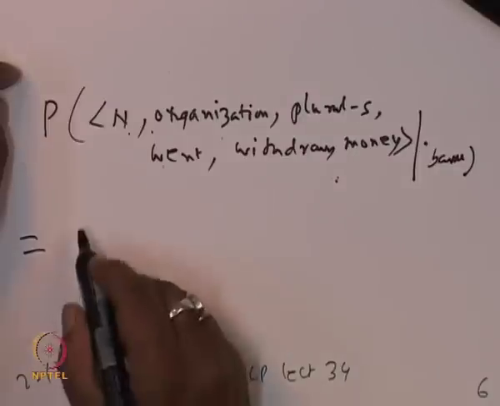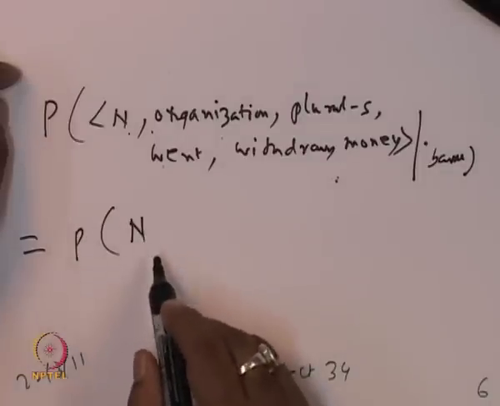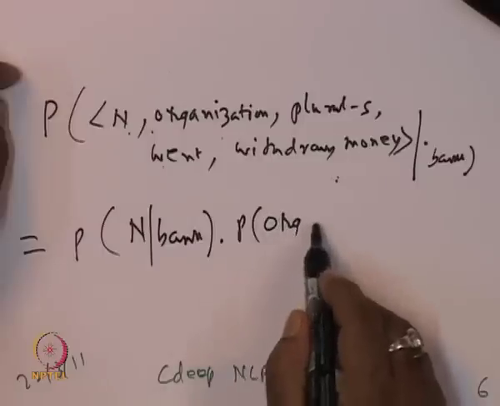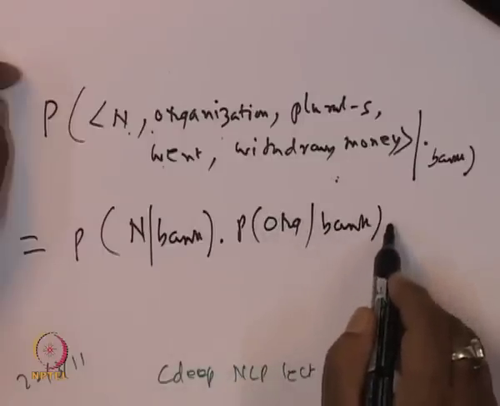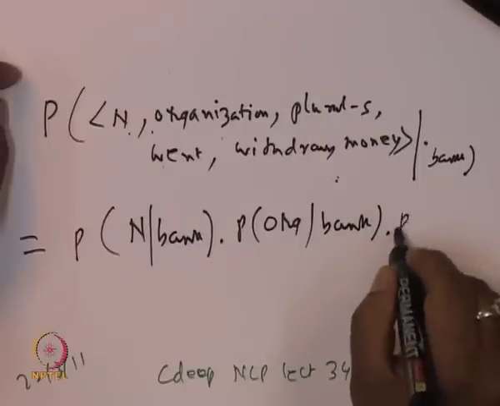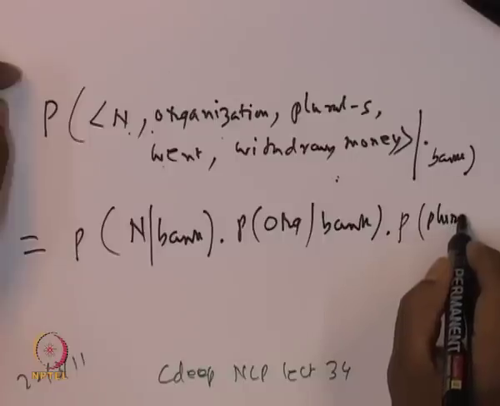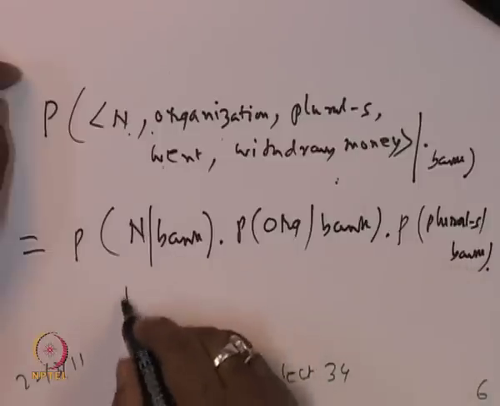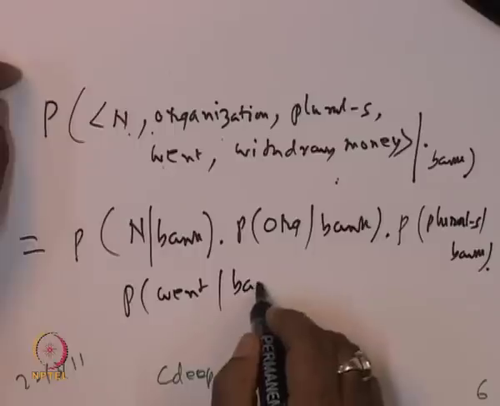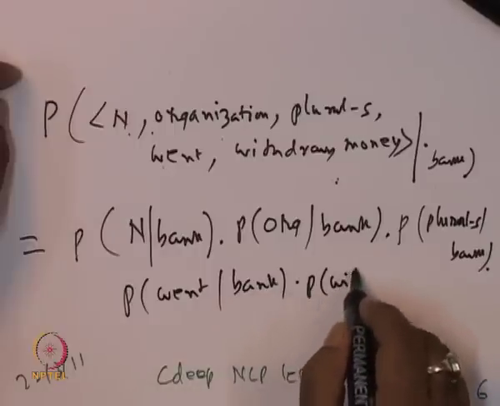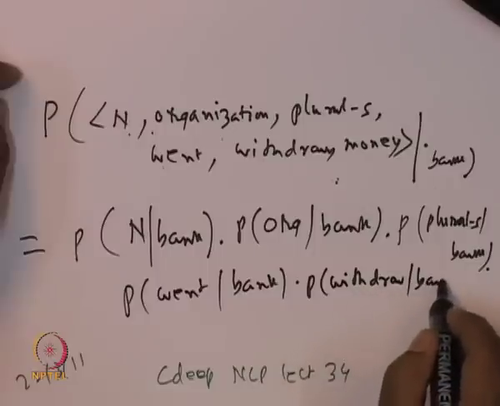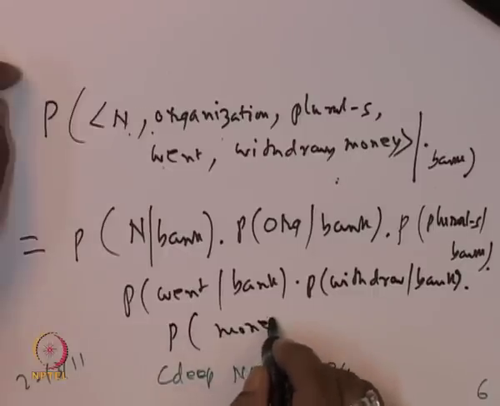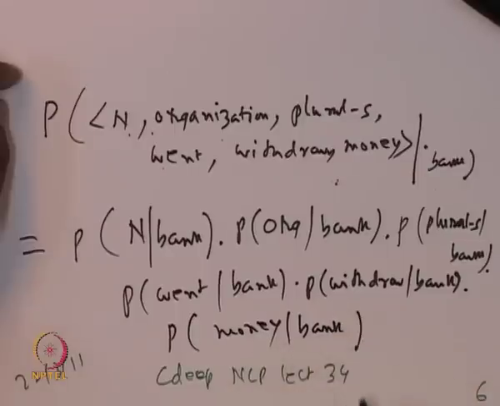These naive Bayes assumption will become probability of noun given bank, probability of organization given bank, probability of plural S given bank, into probability of went given bank, probability of withdraw given bank, into probability of money given bank. All right.